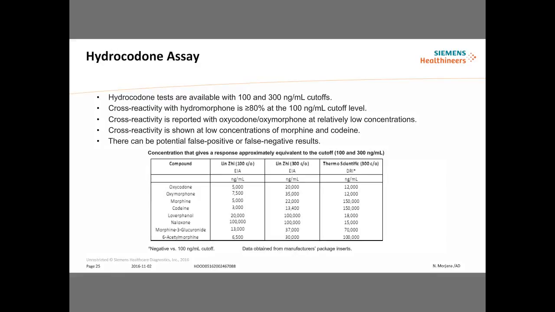Hydrocodone assays are offered with 100 and 300 cutoffs. Cross-reactivity at the 100 cutoff level is greater than 80% for hydromorphone. However, the cross-reactivity of those available assays to oxycodone, oxymorphone, codeine, and morphine is not that great. For example, codeine cross-reacted in one of the assays at 3,000 and morphine at 5,000 nanograms per mil at a 100 cutoff. So given that they have some cross-reactivity to codeine, morphine, oxycodone, and oxymorphone, there's a possibility that we get a false positive or false negative result depending on the metabolism.